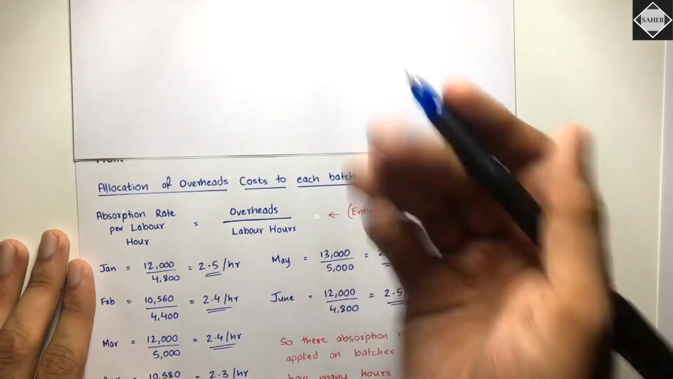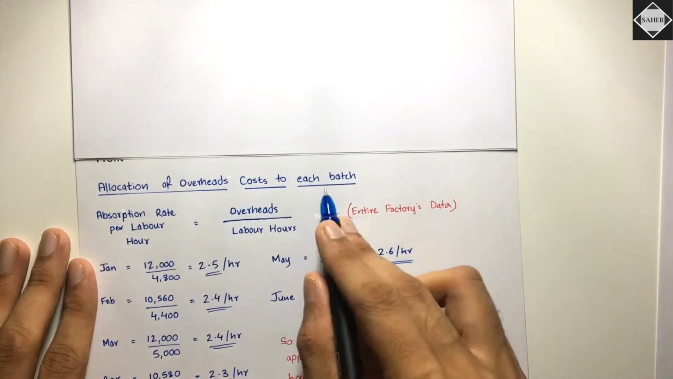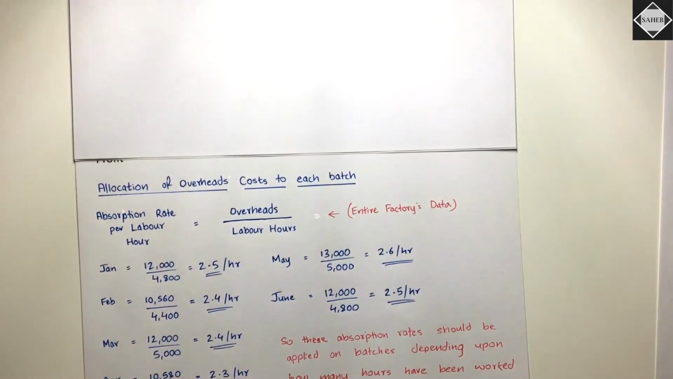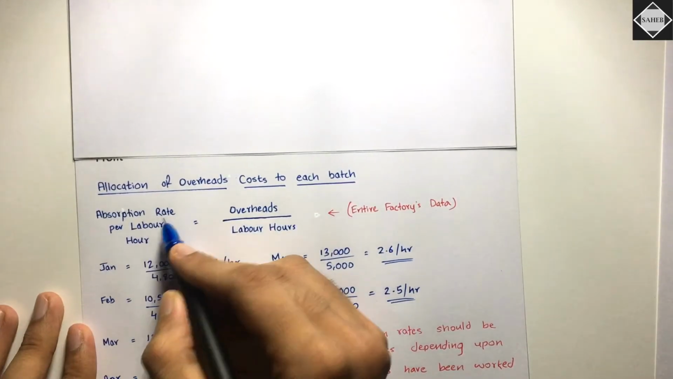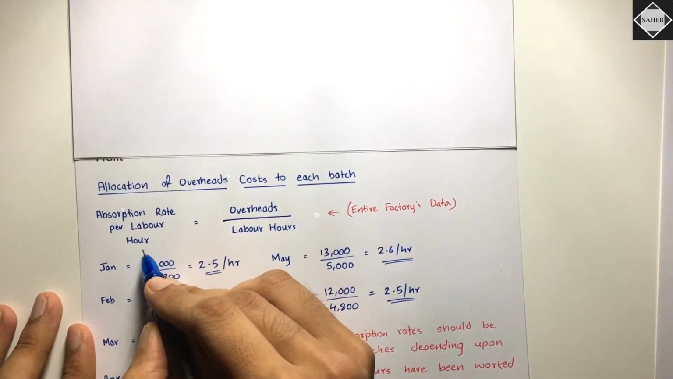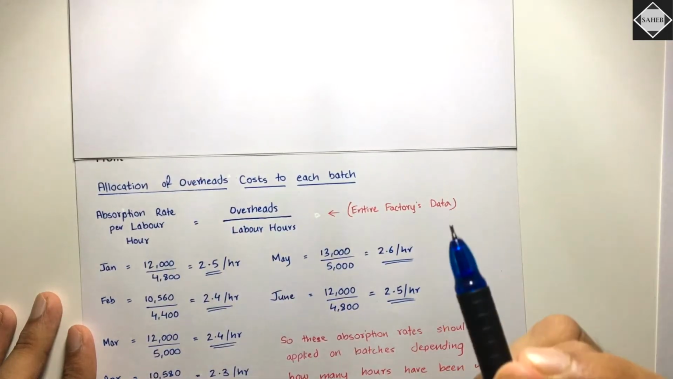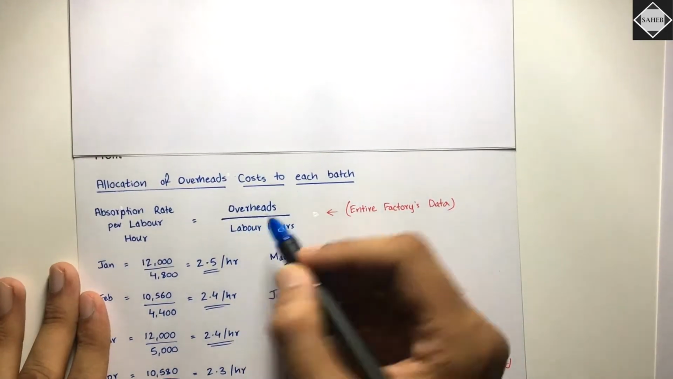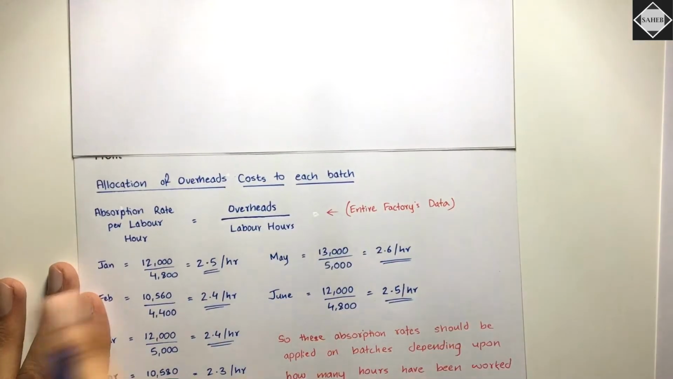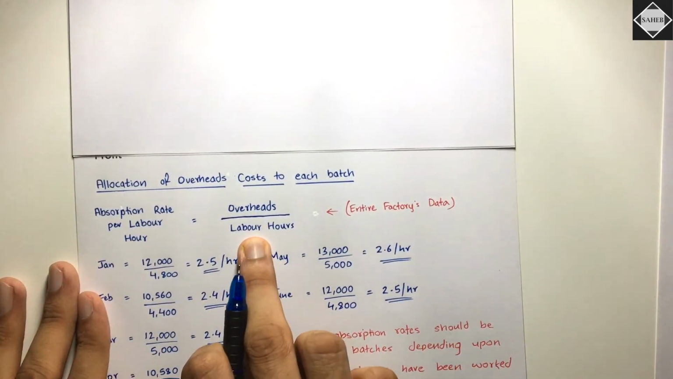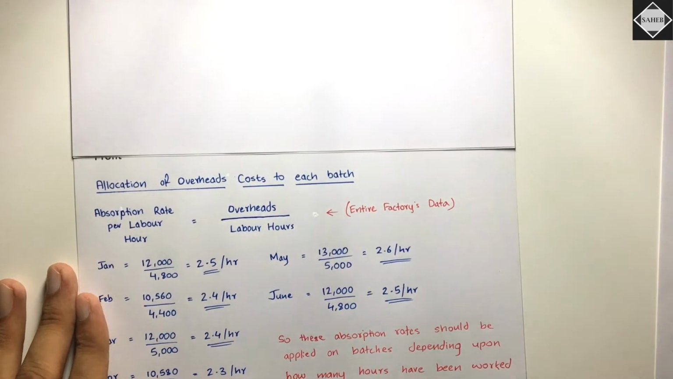Absorption of overheads, or you can say allocation of overheads cost to each batch. So how will this work? It's really simple. First, you need to calculate the absorption rate per labor hour. Okay, how do you calculate that? You take the overheads for a period of the entire factory, divide that by the labor hours of that same particular period.